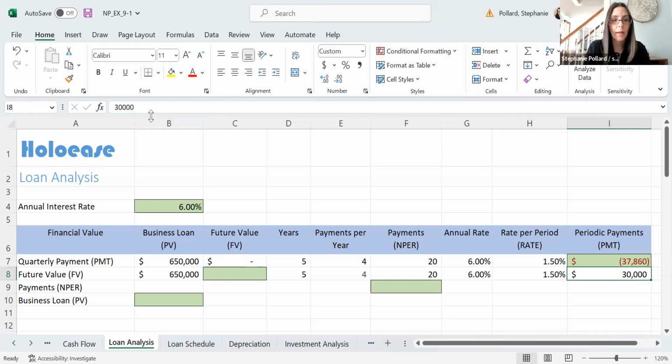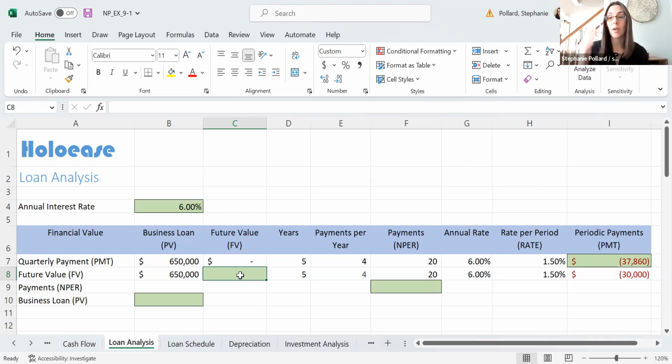So I do want to make sure that I put in a negative there to tell Excel that, hey, this money is leaving the account, we're making a payment. And then what I can do is find the future value. If I'm not making the full $37,000 payment, I'm not going to pay off the loan, right? I'm going to have some of the loan left to pay at the end. So in the second example, we're calculating how much of the loan is still going to be left over.